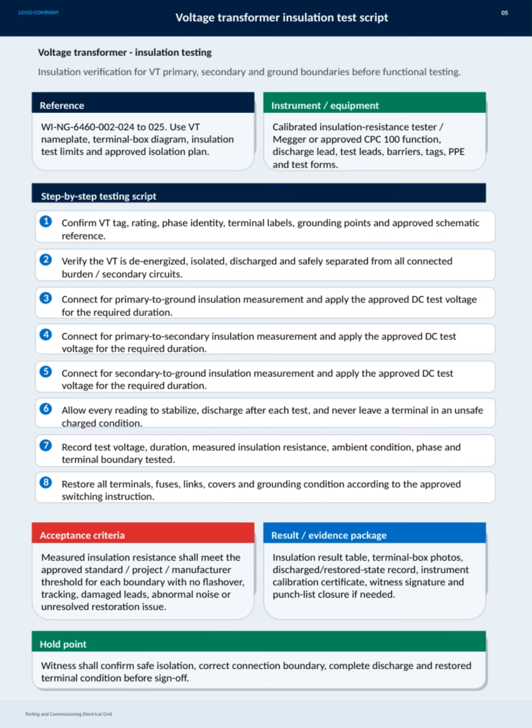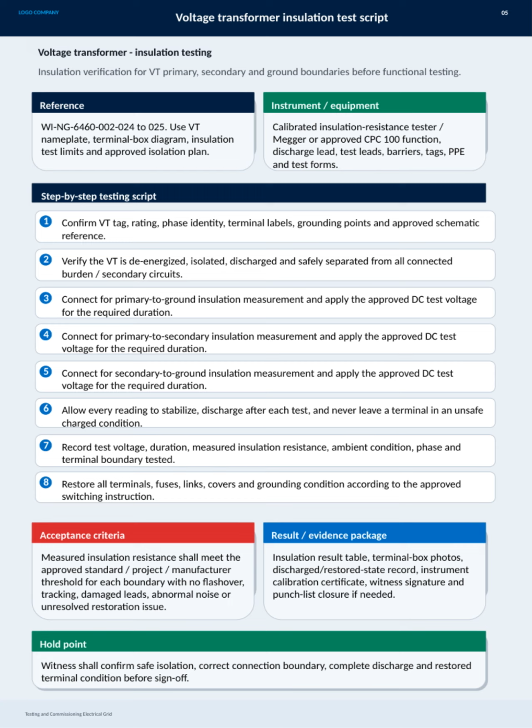On this slide, we focus on the insulation testing procedure for voltage transformers as part of electrical grid commissioning. First, it's critical to verify insulation for the primary, secondary, and ground boundaries before any functional testing begins. We follow a detailed reference procedure, WING 6460-002-024-025, using the VT nameplate, terminal box diagrams, and approved isolation plans. The required equipment includes a calibrated insulation resistance tester like a Megger or an approved CPC 100 function, along with discharge leads, test leads, barriers, tags, personal protective equipment, and test documentation.